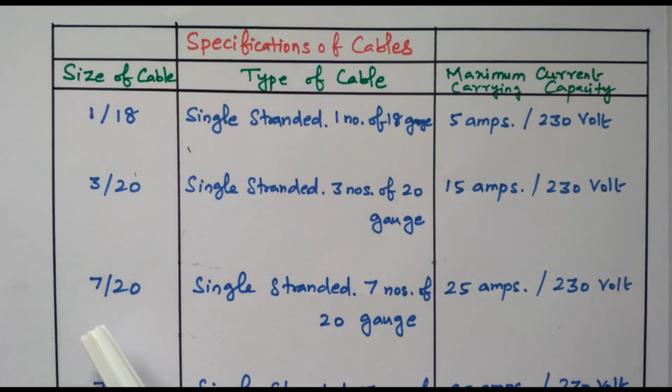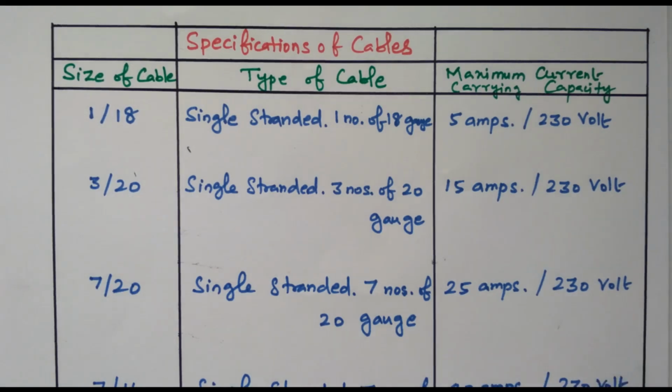Then we'll go to the third type, 7 bar 20. Again from the name itself we can easily identify it is single stranded, with 7 numbers of 20 gauge conductors available. Gauge is nothing but the thickness of the conductor. So here the gauge is 20 and 7 numbers are available, so automatically the capacity increases to 25 amperes. This type of cable is able to carry a maximum current of 25 ampere. The voltage remains the same, 230 volts.